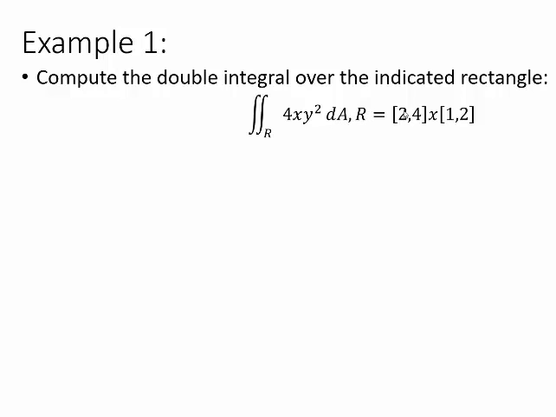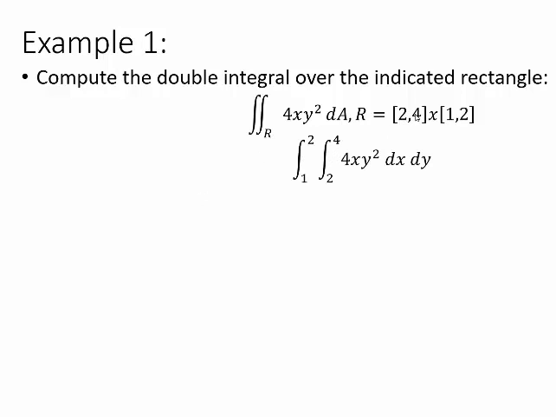The rectangular region: the x coordinate is going to vary from 2 to 4 and the y coordinate is going to vary from 1 to 2. So this is our bound of integration for the x variable, and this will be our bound of integration for the y variable. So here's how we're going to set this up. We're going to remove this R and put in our bounds of integration.